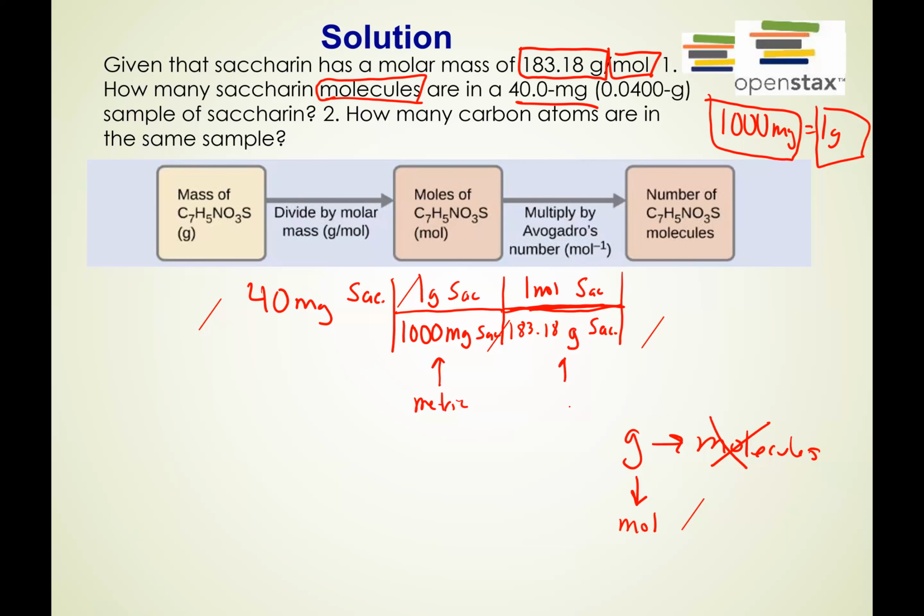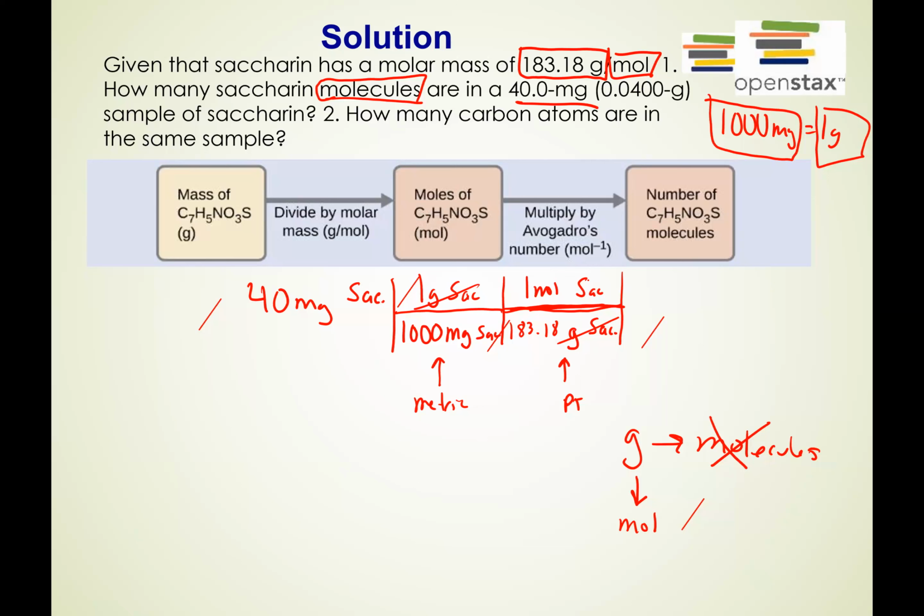Metric conversion. This we found from the periodic table. That's PT, the periodic table. Now, if we cross off our units, grams crosses off with grams. Now we have moles of saccharin left. So the unit we have left is the one that's on the top.